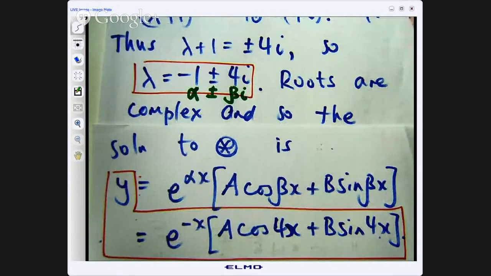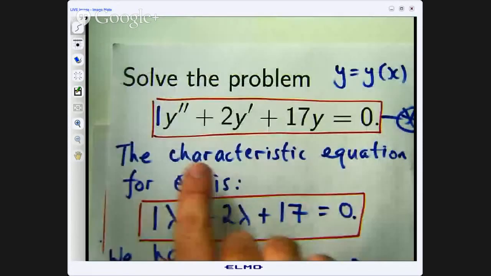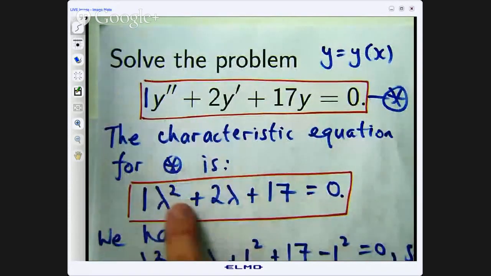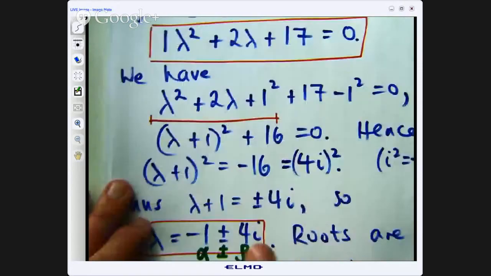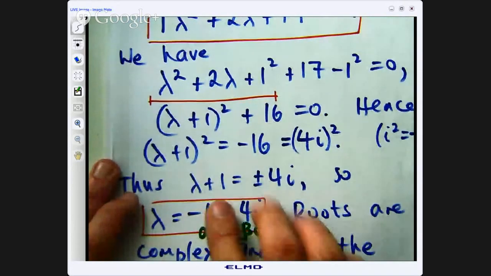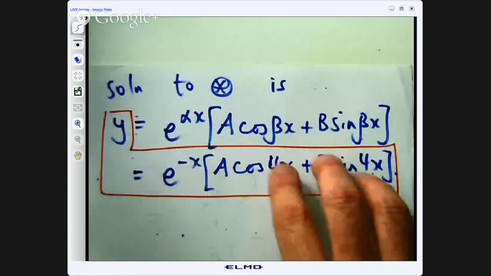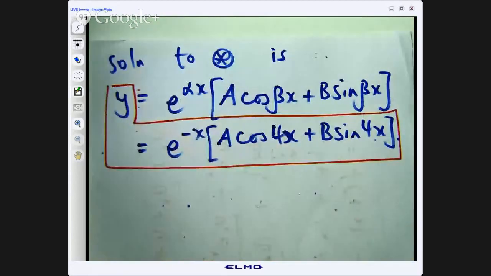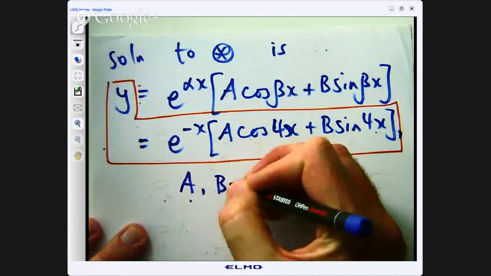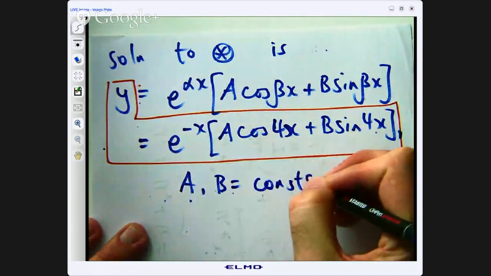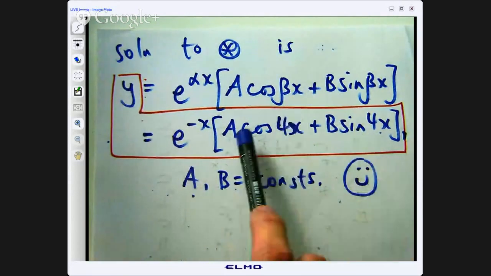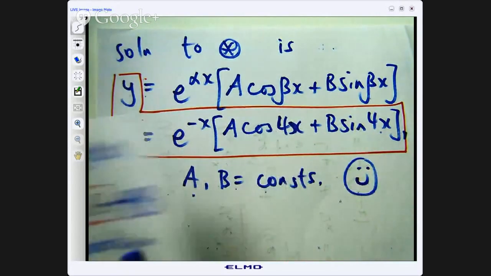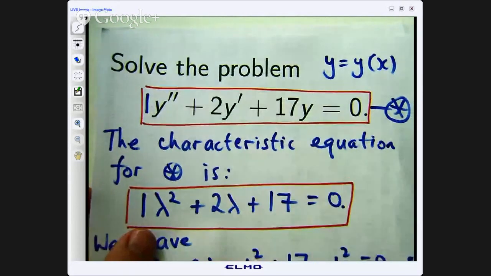Okay, so let's just recap what we've done. We looked at the differential equation. We wrote down a corresponding characteristic equation. We solved it. It took us a little while, and we got complex roots. Now, when you have complex roots, the solution to your differential equation is of this form. I should write down A and B are constants here. Okay, and we're all done. Now, you can verify that this really is a solution by differentiating it once, twice, putting those things into the left-hand side. They should give you 0.